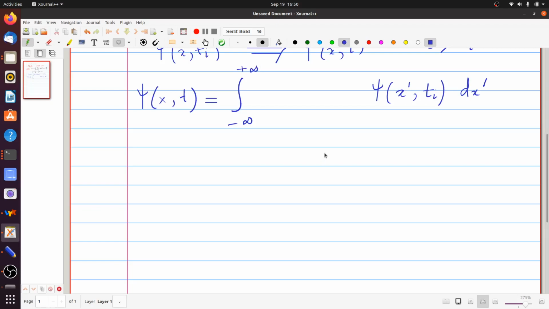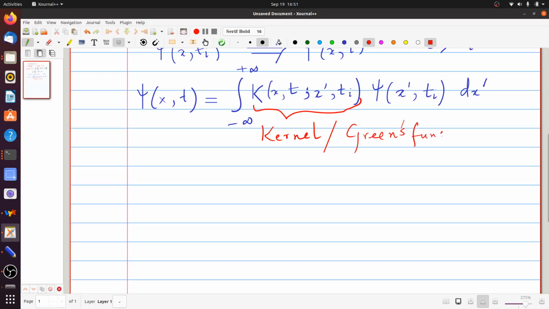And the coefficients, the weights which different positions x prime contribute to the final x, that will be a function of 4 variables, x and t on one hand, and x prime and ti on the other. Now this particular function, the K which is sitting here, the name K stands for the word kernel, which is a mathematical term. This is called the kernel, or perhaps more familiarly the Green's function for the time-dependent Schrödinger equation. And this is what we call the propagator in quantum mechanics. It essentially gives you the probability amplitude of finding the particle at position x at time t, given that it was at position x prime at time ti.